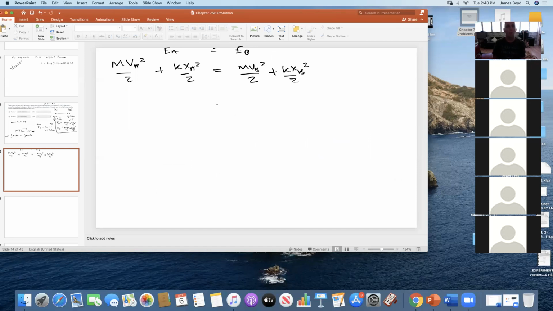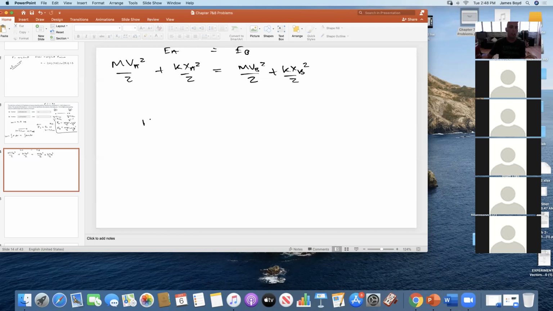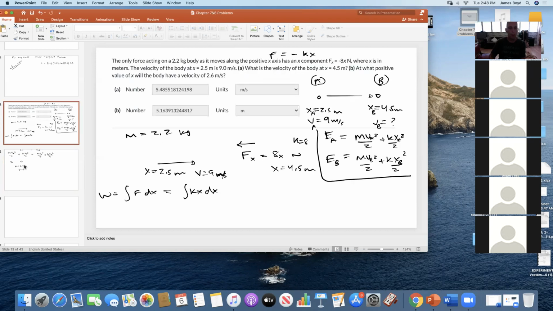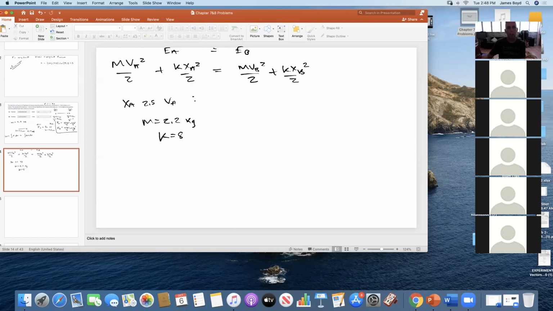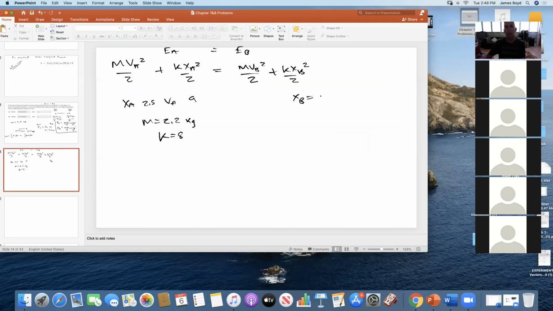And then what we do is we were told that m was 2.2 and k was 8. We had to look at that, but xa and va were 2.5 and 9. And xb was 4.5. Okay, so now let's solve this for vb.